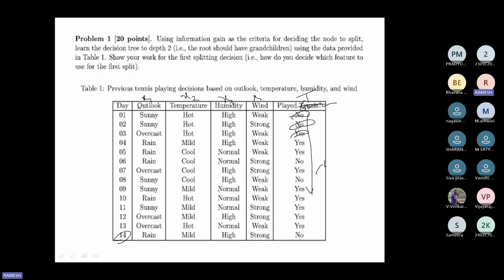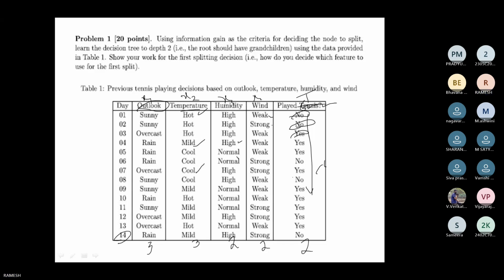Now look here. Outlook, feature 1, is repeated over sunny, overcast and rainy. Temperature is repeated over hot, mild and cool, three values. Humidity is high and normal. Wind is weak and strong, that is only 2. Wind has 2 values, humidity also has 2, and here we have 3 values. Outlook also has 3 values. The target variable has 2 values repeated. So there are 14 rows, 4 features and 1 target variable.